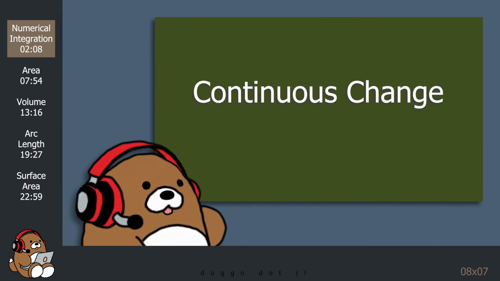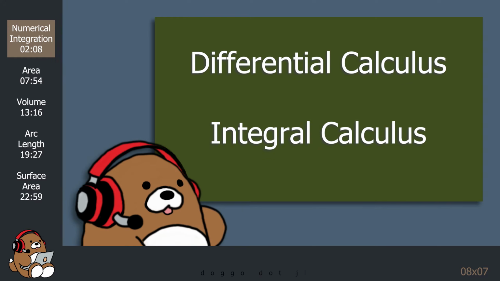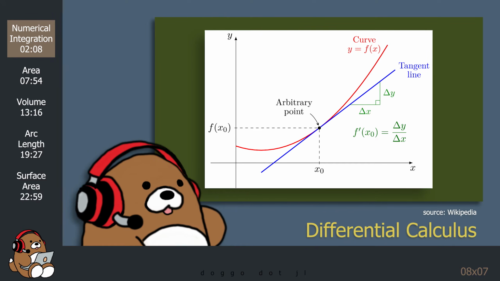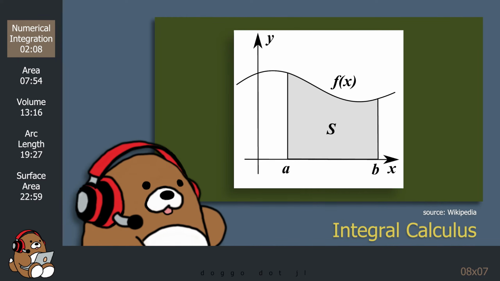In the last tutorial, we learned that calculus is the study of continuous change, and that there are two main branches of modern calculus, known as differential calculus and integral calculus. Differential calculus is about instantaneous rates of change and the slopes of curves, while integral calculus is about accumulation of quantities and areas under or between curves.